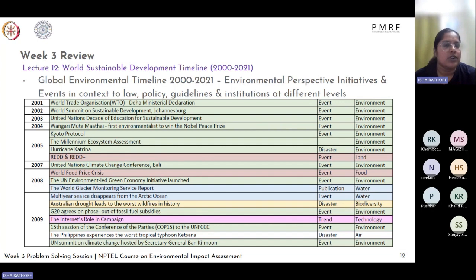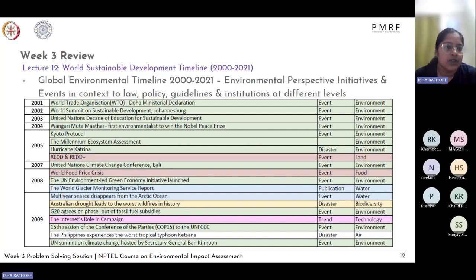We did look up what sort of development happened in week one towards the end, which was the additional context in terms of what development had happened, like COP21 and further on. So in 2001, we had the World Trade Organization meeting, which was the Doha Ministerial Declaration. 2002, we had the World Summit on Sustainable Development in Johannesburg. Then 2003, we had the United Nations Decade of Education for Sustainable Development.